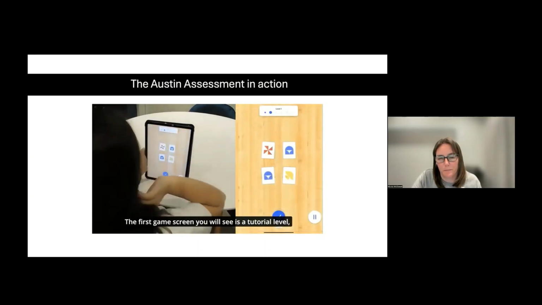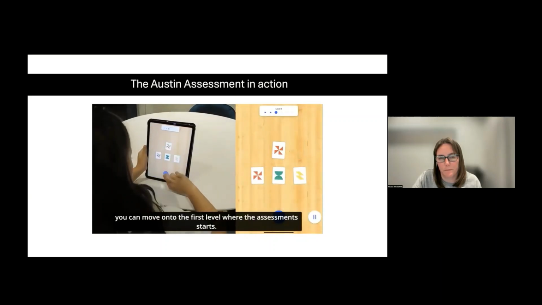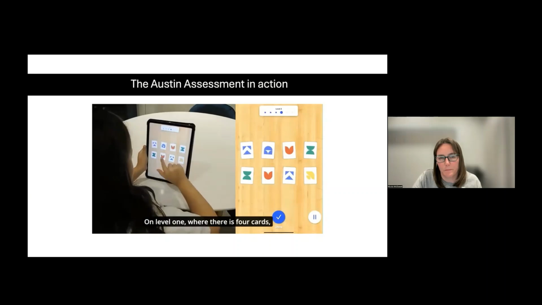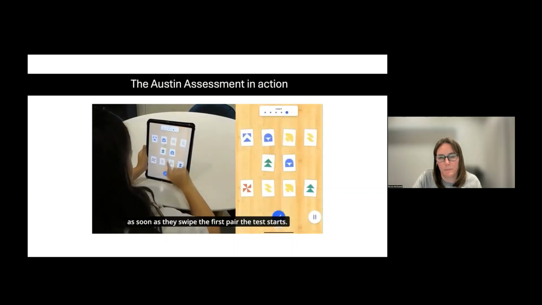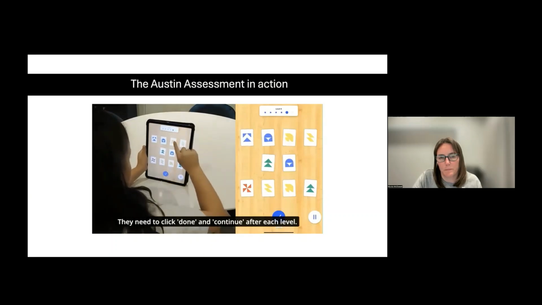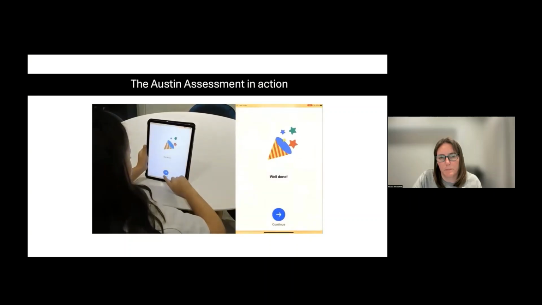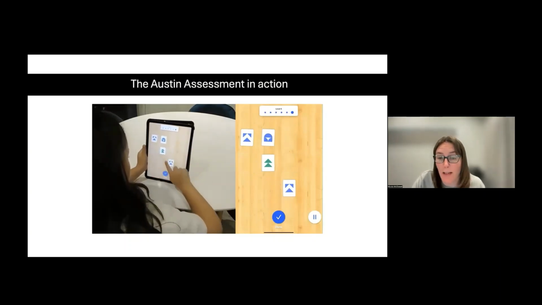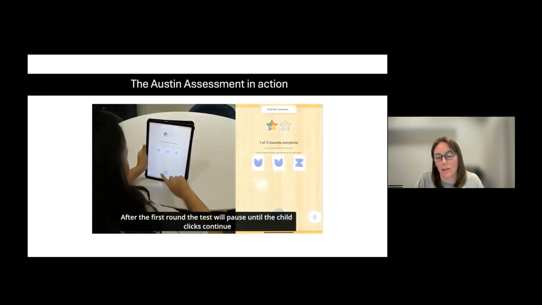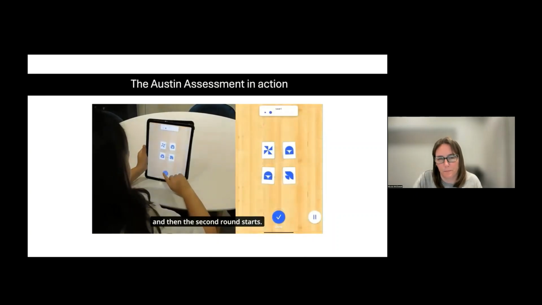The first game screen you will see is a tutorial level. Once this is done, you can move on to the first level where the assessment starts. On level 1, where there are 4 cards, as soon as they swipe the first pair, the test starts. They need to click Done and continue after each level. This child does not have CVI, so they're finding it easy. After the first round, the test will pause until the child clicks Continue, and then the second round starts.